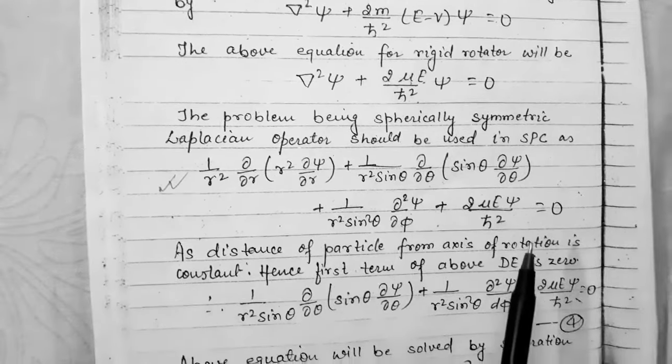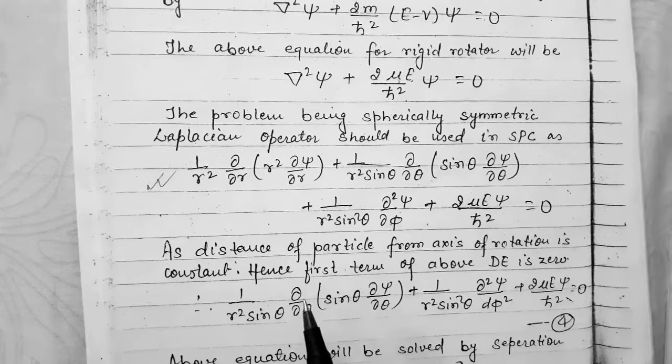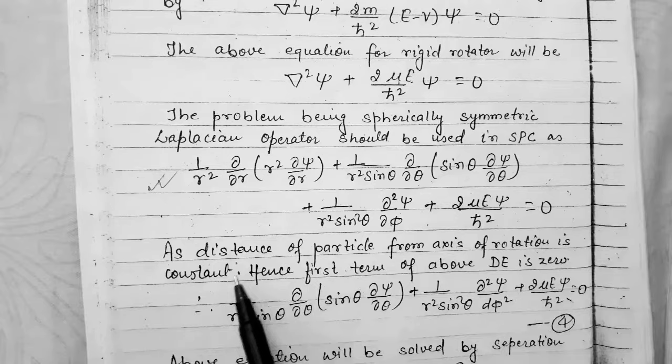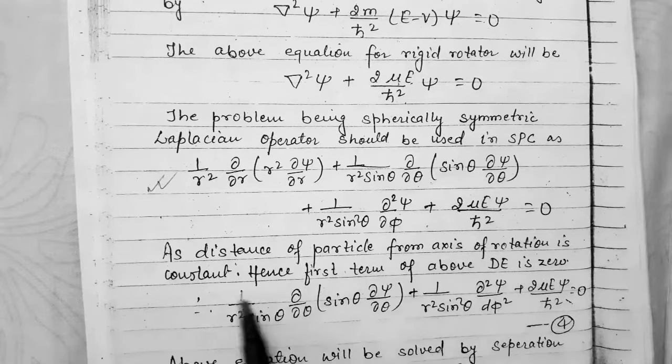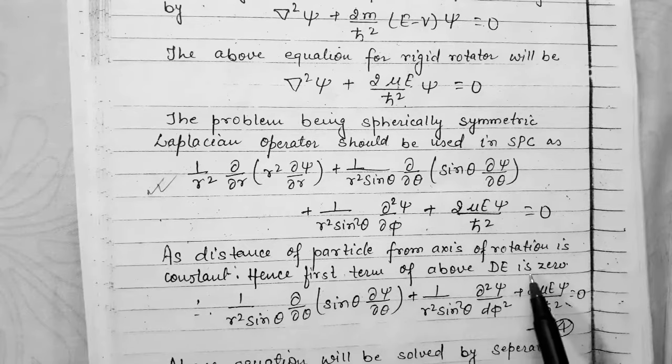Okay, so we already know that the radius of the circular path is always the same, so we can take the first term as 0, or we can say the distance of a particle from the axis of rotation is constant, which we have already discussed. Hence the first term of the above differential equation is always 0.